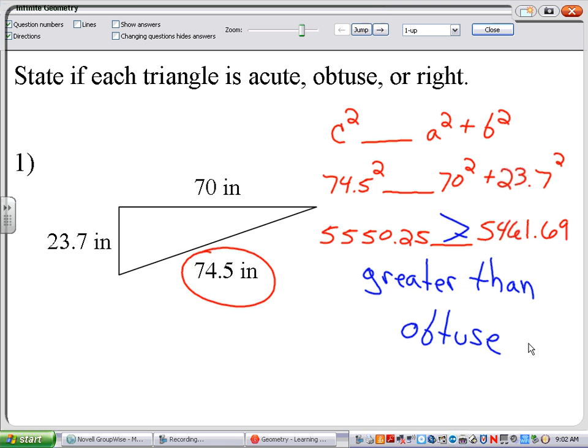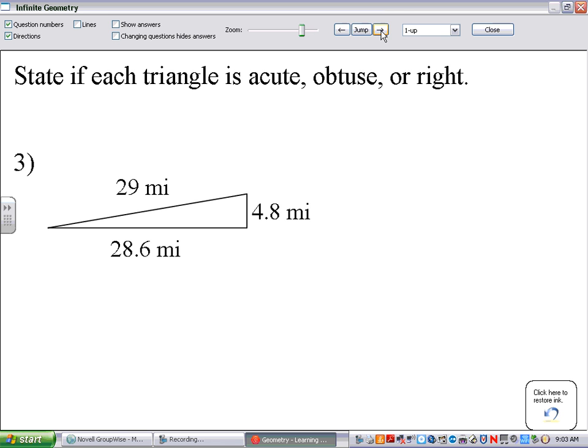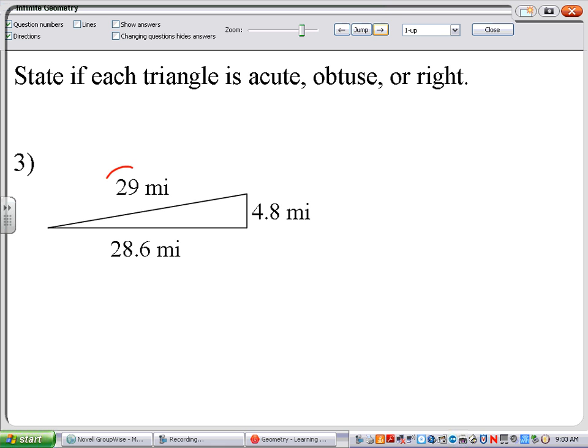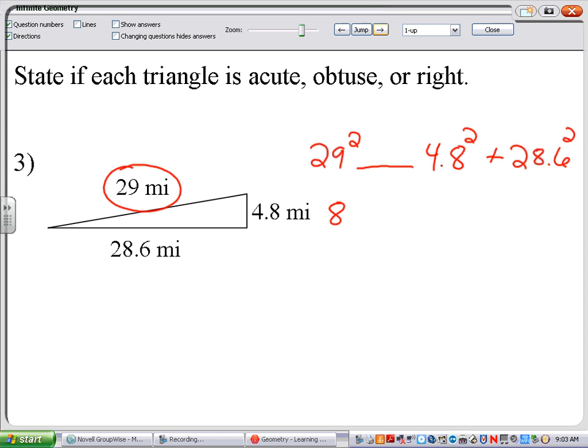Just for the sake of time, I'm only going to work out the odd numbered problems with you. So let's jump ahead to problem number 3. Let's do it the same way. It's the same direction. I'm going to circle my C. So it's going to be 29 squared, and I compare that to 4.8 squared plus 28.6 squared. So calculator, 29 squared is 841. And I compare that to 4.8 squared plus 28.6 squared.